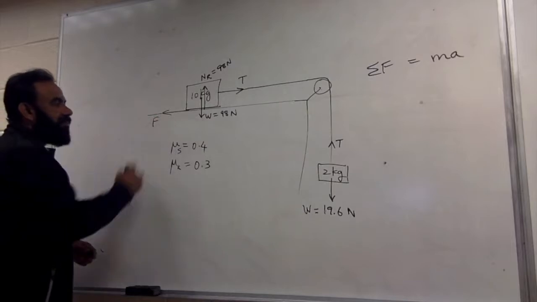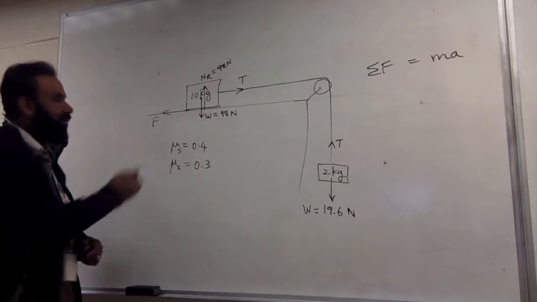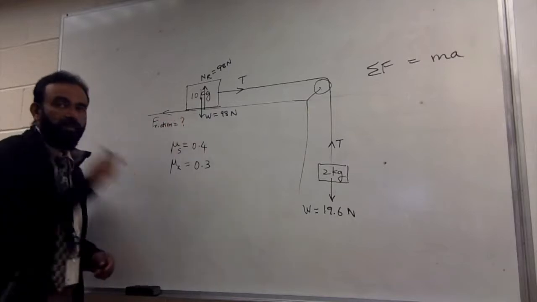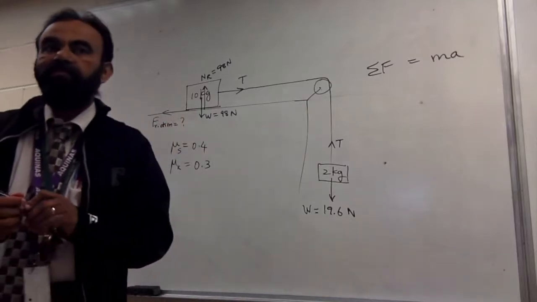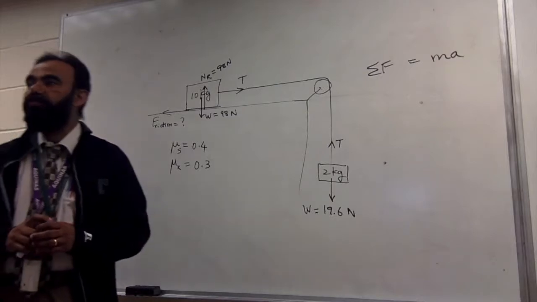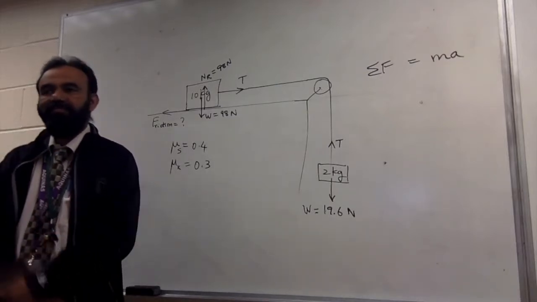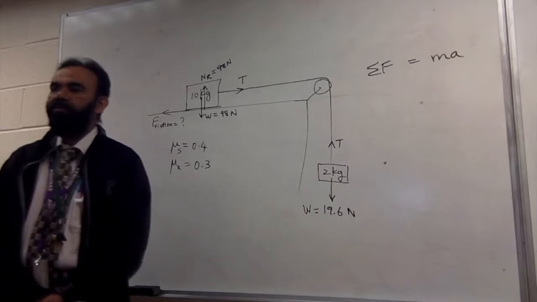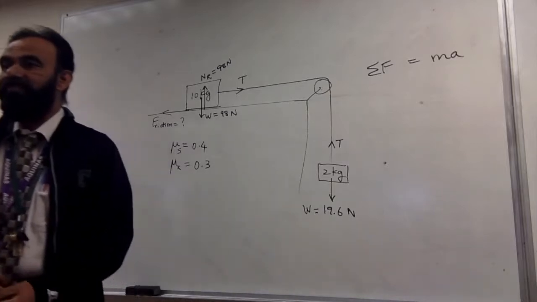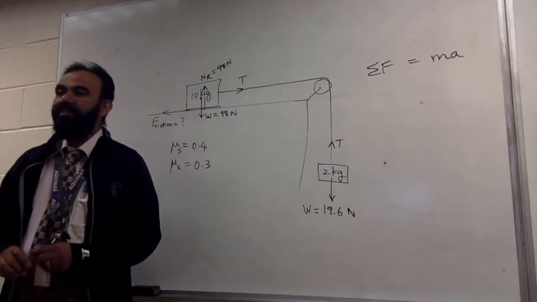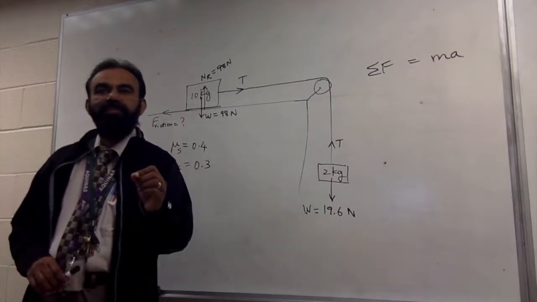Now when the object stays at rest, how much is the friction force acting here? Let me see if you are smart enough to get that. How much is the friction here? Not 0. 19.6. Is it because of the third law? Not necessarily third law. What did I say about static friction? What's the smallest value of static friction?